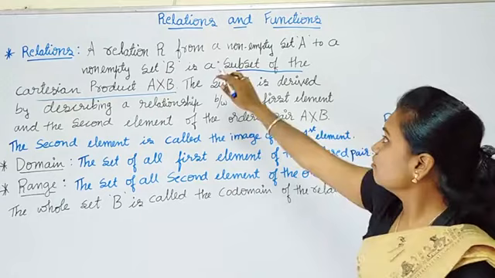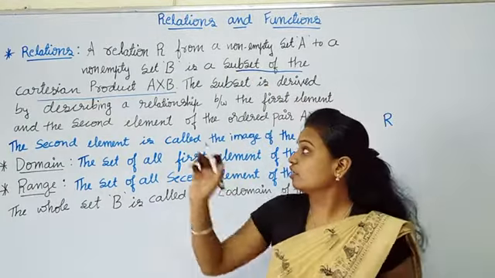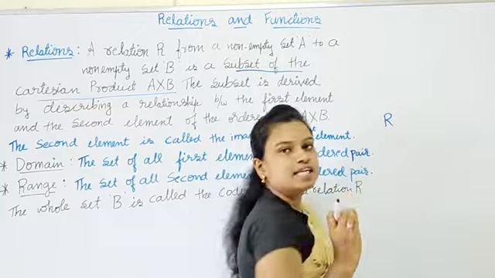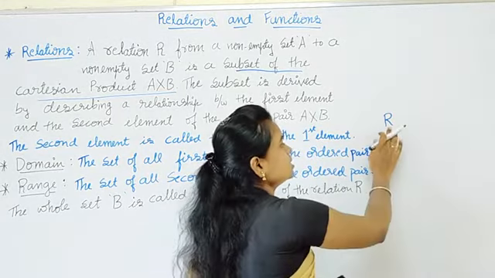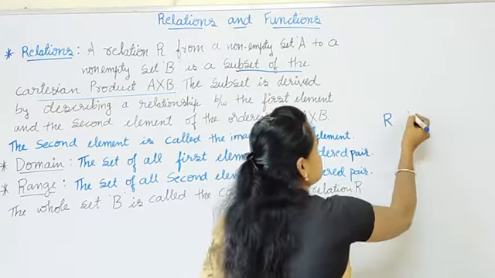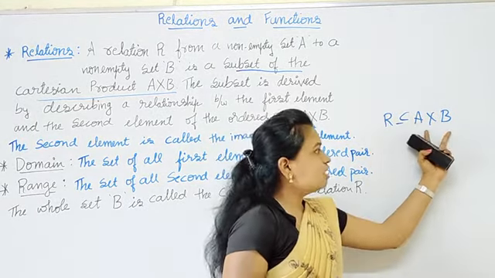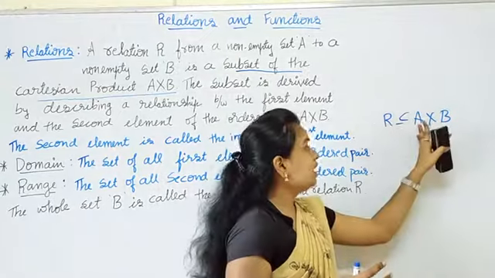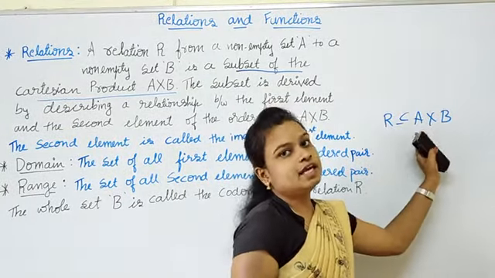A relation R from a non-empty set A to a non-empty set B is a subset of the Cartesian product of what? A cross B. In our last session we already learned what the Cartesian product is, right? So for this relation we have two sets, and both sets must be non-empty, and the relation is a subset of the Cartesian product of the two sets, that is A cross B. Understand? We need two non-empty sets A and B, and a relation from A to B is a subset of the Cartesian product A cross B.